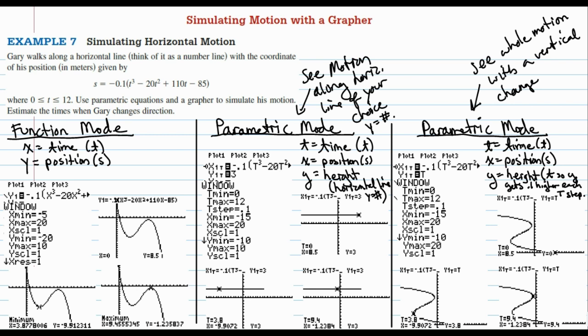So now in parametric mode, we have the ability to actually see his motion along a horizontal line. Now you get to pick what you want that horizontal line to be. If you want him to walk along the x-axis, then you might want to pick y equals 0 for your horizontal line. Or if you want him to walk along the line y equals 3, Johnny Cash song just rang in my head. Anyway, y equals 3, you can make his vertical position always 3. So y would always equal 3 in this case. So that's what I chose.